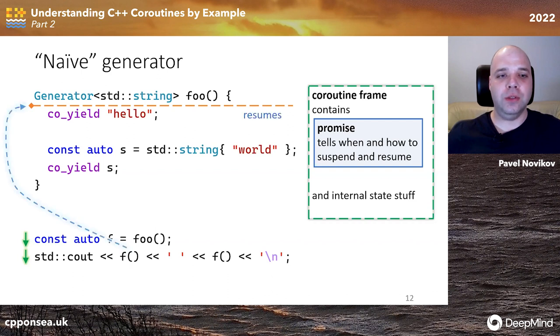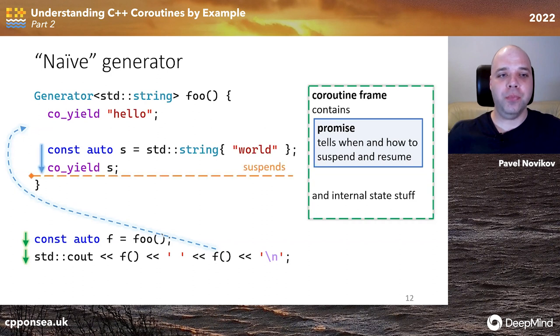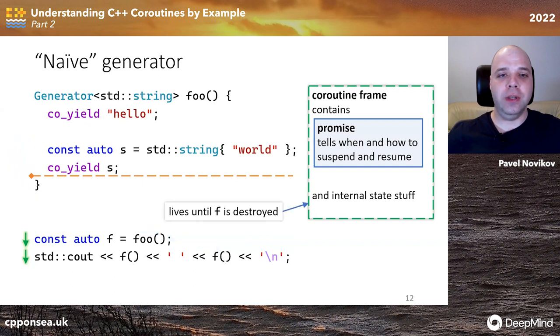Okay, now we want to extract some values from the generator. We do it using function call operator, which resumes the coroutine, then executes a co_yield expression in this statement, which tells us that we want to suspend the coroutine immediately after yielding a value. And after that, we get the control back, and also the value that was yielded we get as well. Next, we want to get the next value, and this is very similar. The coroutine resumes, we execute statements, we yield a value, we suspend the coroutine, and we get our value back and put it in the console.